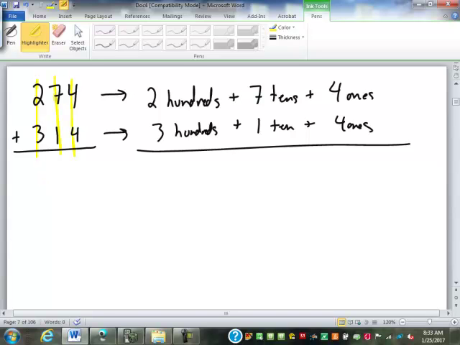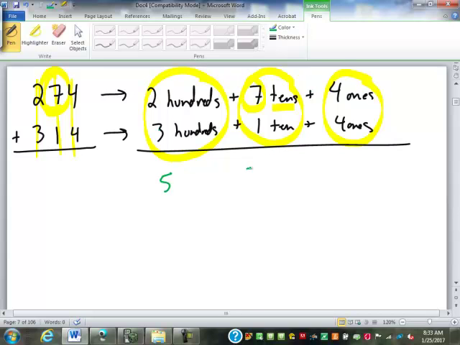We said that each digit here has a count in the name. This isn't just a 7, it's 7 tens. Well, when we add or subtract, we can only combine tens with other tens, ones with other ones, hundreds with other hundreds. That's why we have to line up our columns. Once our columns are lined up, we just have to add or subtract straight down those columns. So 2 and 3 makes 500, 7 and 1 makes 8 tens, 4 and 4 makes 8 ones, 588.